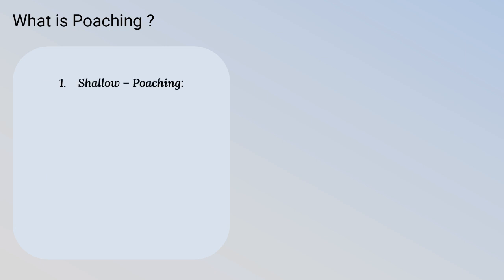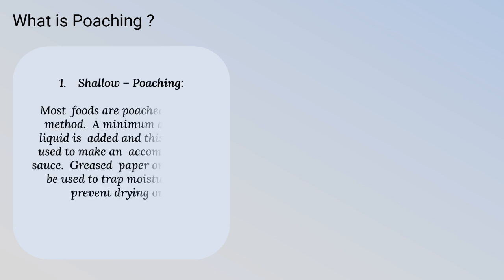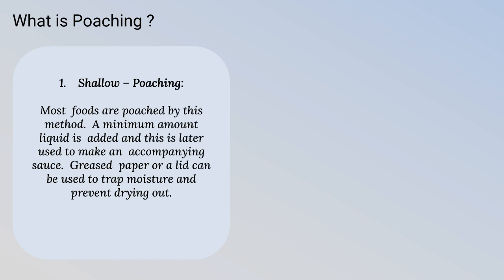There are two different types of poaching. One is shallow poaching. Shallow means less. In this case, most foods are poached by this method. A minimum amount of liquid is added and this is later used to make an accompanying sauce. So the product is poached using a minimum amount of liquid.